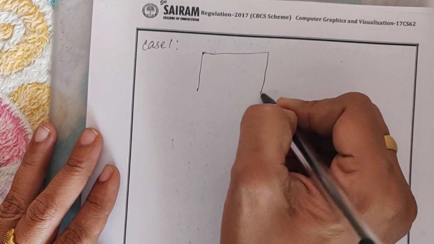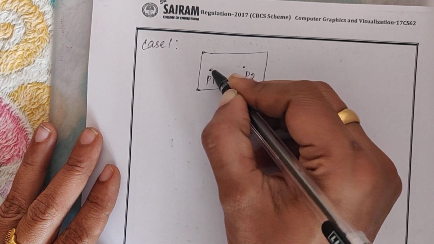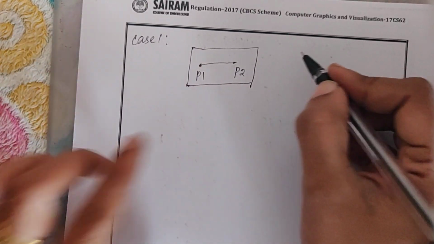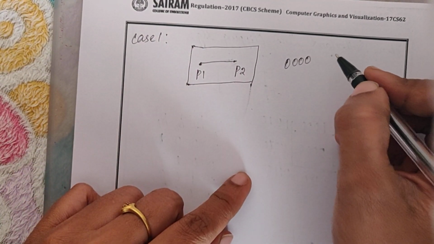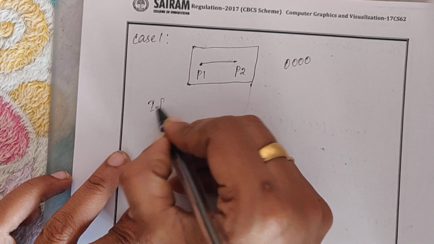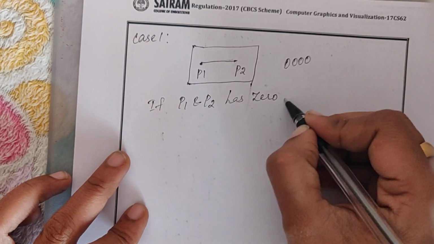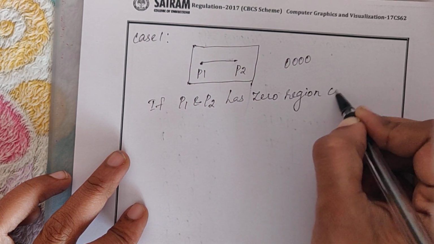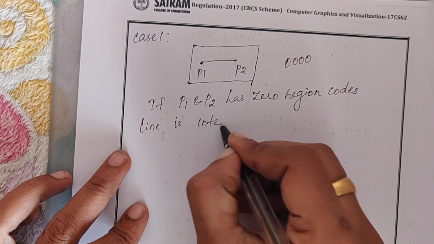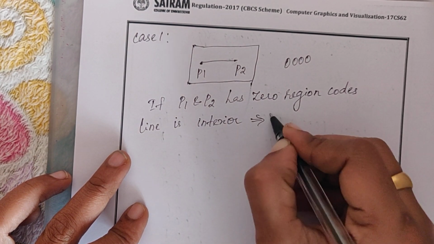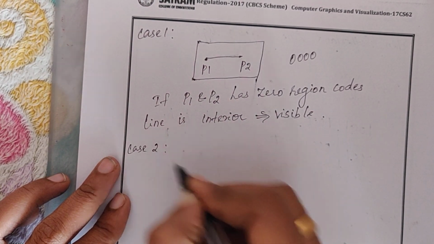Coming to this algorithm, I'll explain case 1. In case 1, both the endpoints of my line lie inside my clipping window. And you know, inside the clipping window, the region code is 0000. That is, if P1 and P2 have region codes of 0, the line is interior and it should be made visible. Next, case 2.